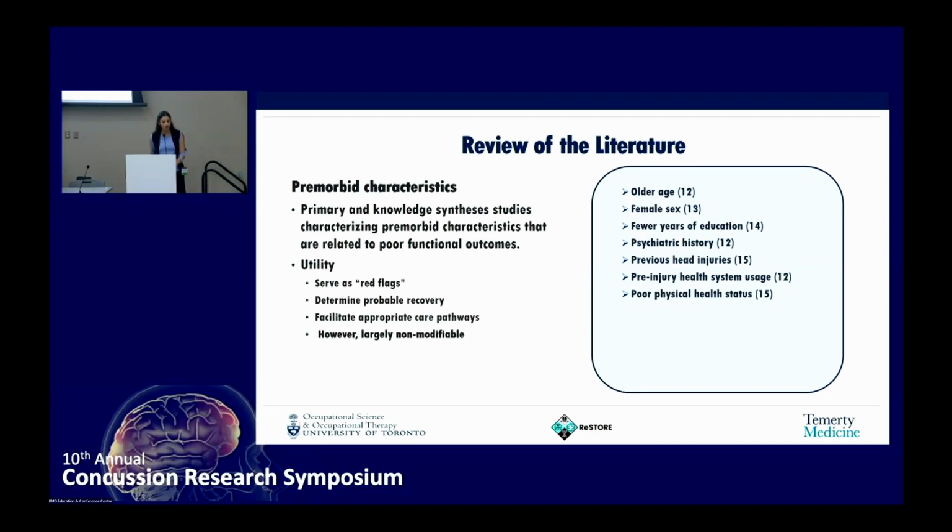For example, older age and female sex might be involved in poor functional outcomes. Now the utility is that they can help us determine probable recovery and facilitate appropriate care pathways for our clients. However, these factors are largely non-modifiable in the return to work process.